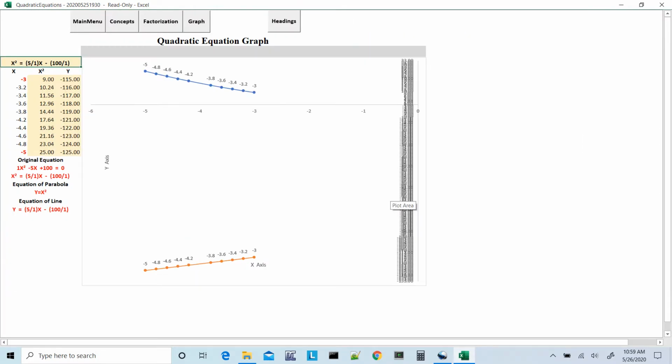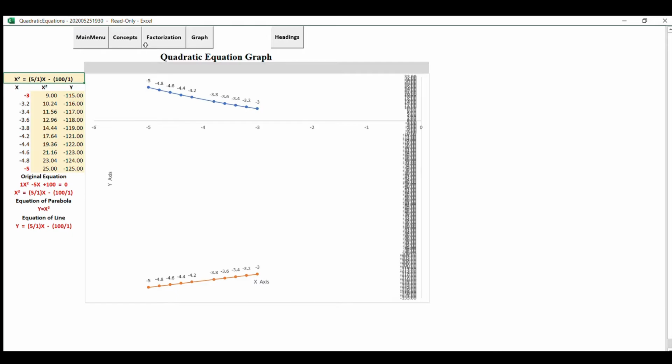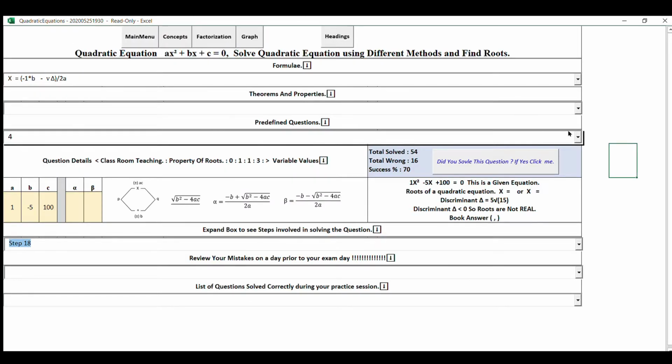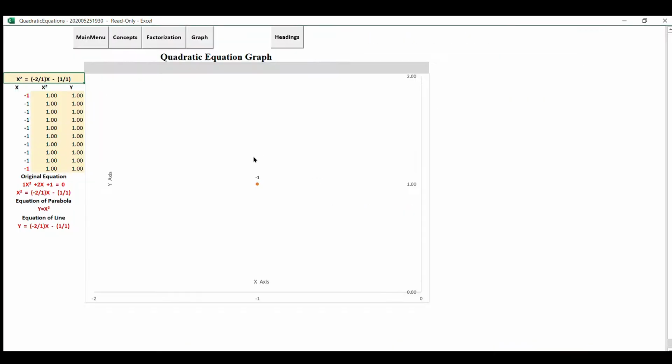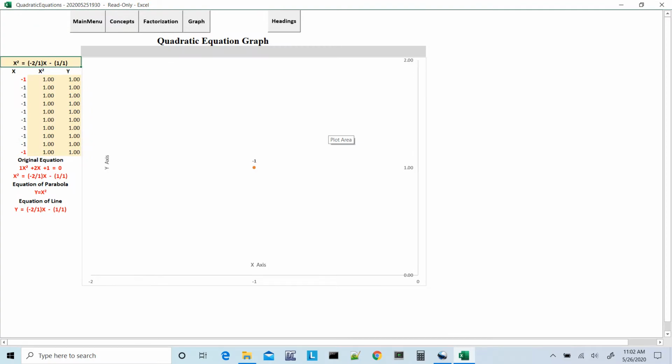Okay, now let's take a look at its graph. Did you see? This is a graph and this is a line. They are not going to intersect anywhere. So this is imaginary. There is no solution for this equation. Now in the same way, take a look at number 5. In this case, the discriminant is equal to 0. What does that mean? That means there is only one possible value. Let's take a look at the graph. There it is, a single point.